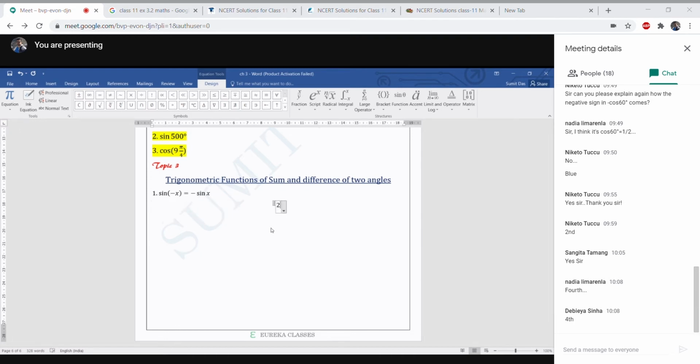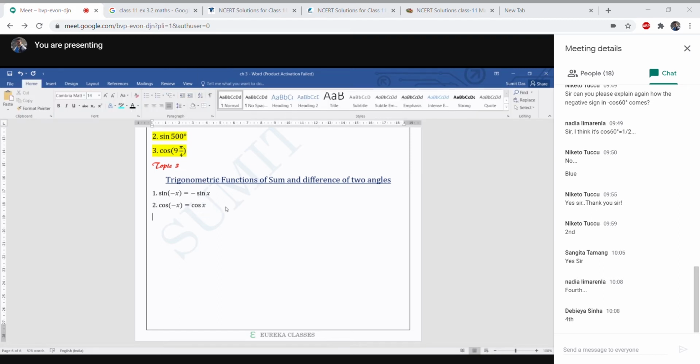Next, similarly, cos minus x is equal to cos x. Why? Because minus x is in the fourth quadrant, right? In the fourth quadrant cos is positive, right? So that is why we are writing plus cos x.